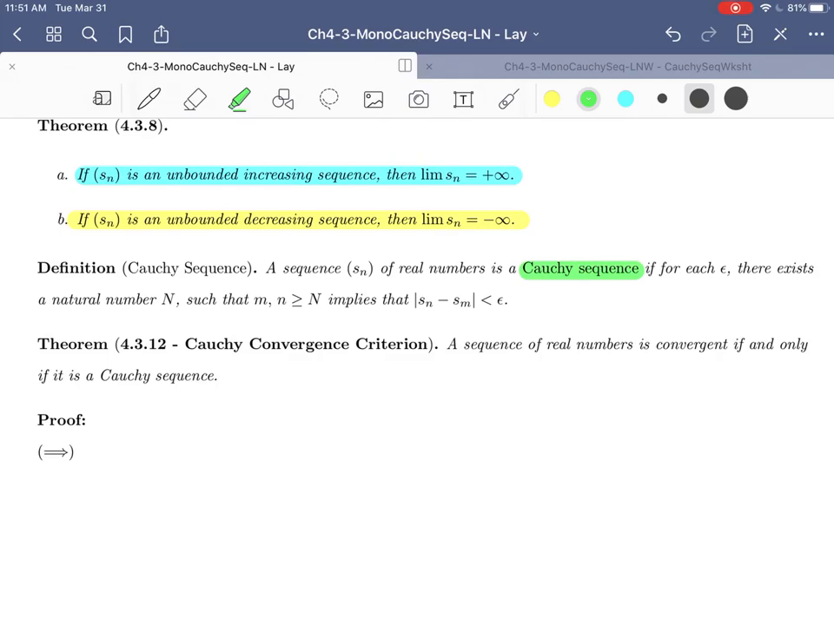Right? So it is Cauchy if after a certain point the space between any two terms in that sequence is less than epsilon. And no matter what choice of epsilon you choose, you can always define what it means to be far enough in the sequence so that any two terms that are far enough along will be guaranteed to be less than epsilon units away from each other.